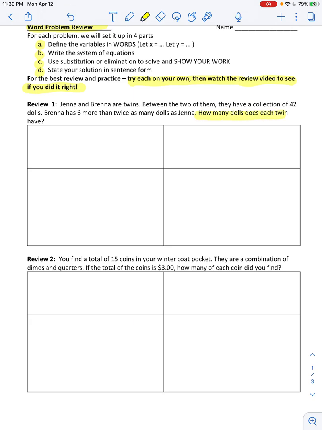I've been looking at the last part to help me figure out my variables. So since it's asking how many dolls each twin has, I'm going to let Jenna be X and the number of dolls Brenna has be Y. So X is going to be the number of dolls Jenna has, and Y is going to be the number of dolls Brenna has.